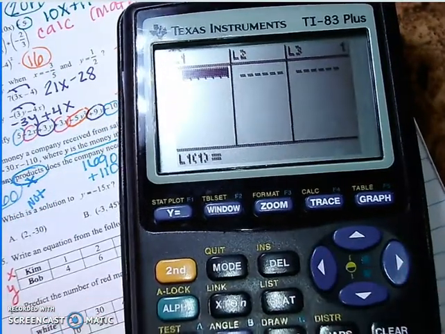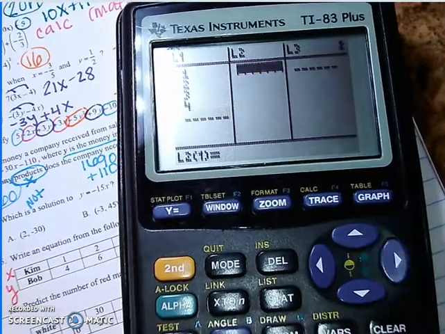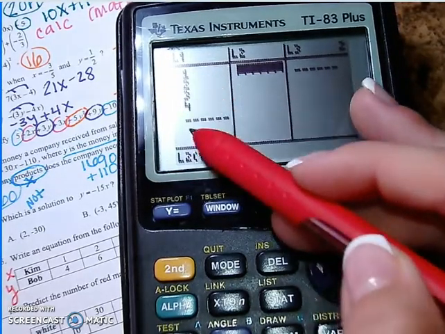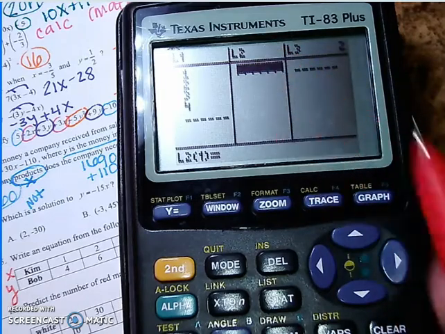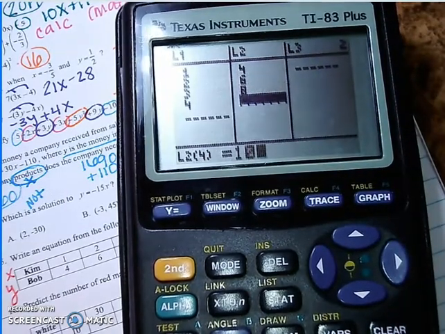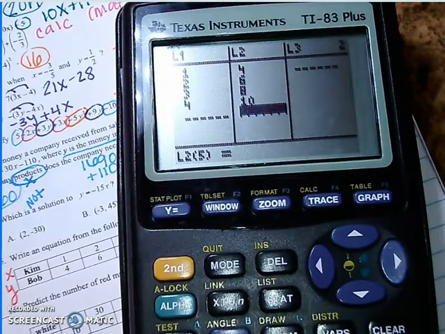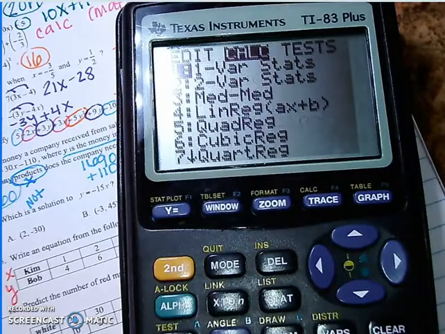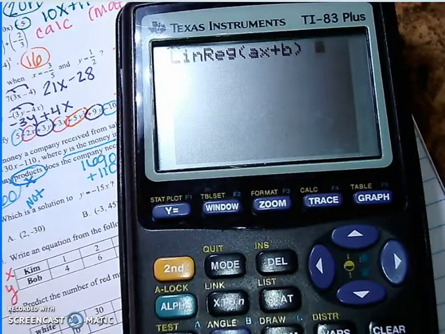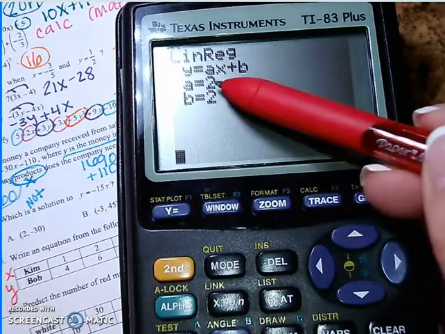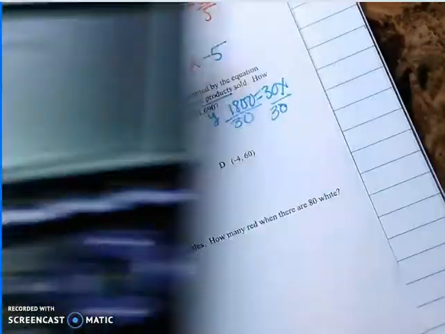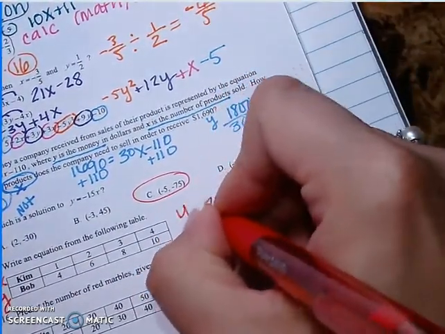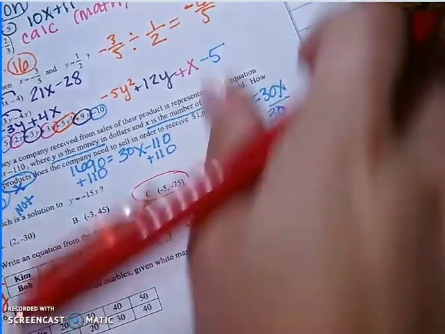My x values are 1, 2, 3, and 4. And that goes into the L1 column, or the x's. Into L2 is your y's. That's 4, 6, 8, and 10. Once your values are in, you might have to watch this several times to get this through. We're going to stat. Again, use the arrow over to calc, and you're going to use number 4. I just click on number 4. It comes up, and I'll press enter. I'm substituting for A and for B. So my equation is 2x plus 2.